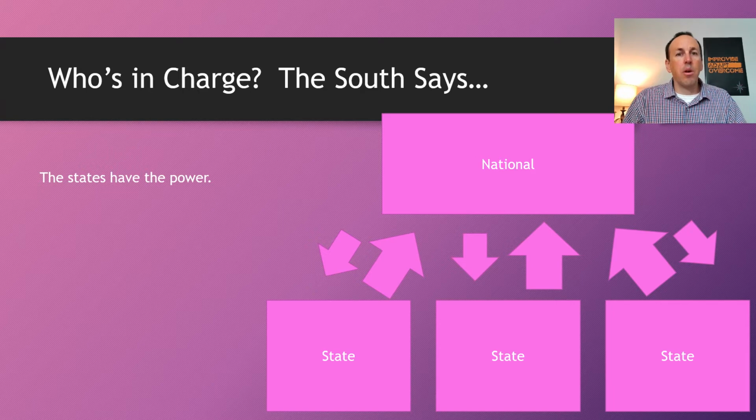Hopefully I didn't confuse you. Hopefully I helped you understand. It's both about states' rights and federal government rights, and it's also about slavery. Okay, here we go.